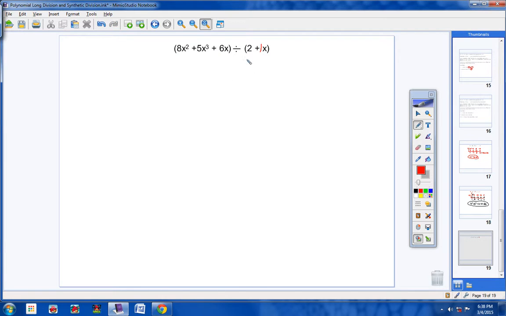Step 2, write your divisor and dividend in standard form. Well, this is not in standard form. I'll quickly change that. 5x cubed plus 8x squared plus 6x, okay? Now write this in standard form, x plus 2, okay? So there we go. So step 2 is done. Step 3, change the sign of this number here and put that right over here.